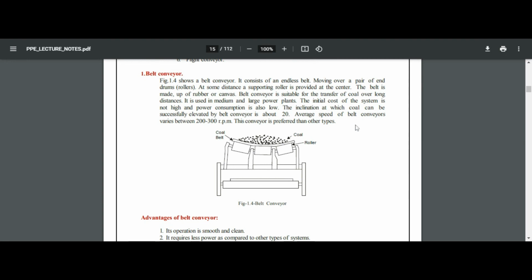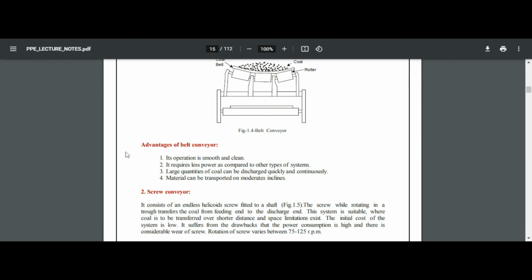The inclination at which coal can be successfully elevated by the belt conveyor is about 20 degrees. Next, advantages of the belt conveyor. Compared to a screw conveyor, its operation is smooth and clean. It requires less space and less power. Large quantities of coal can be discharged quickly and continuously. Material can be transported on moderate inclines.